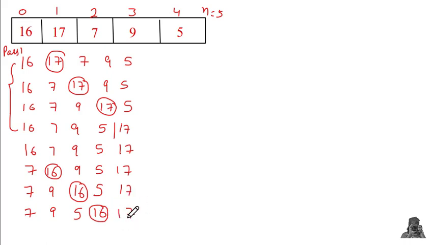Now 17 was already at its exact position, so no comparison or swapping is required, but as per the code that we have seen in the previous slide, we need to do the comparison at this stage also. That's why there is a need to modify or optimize the bubble sort code.